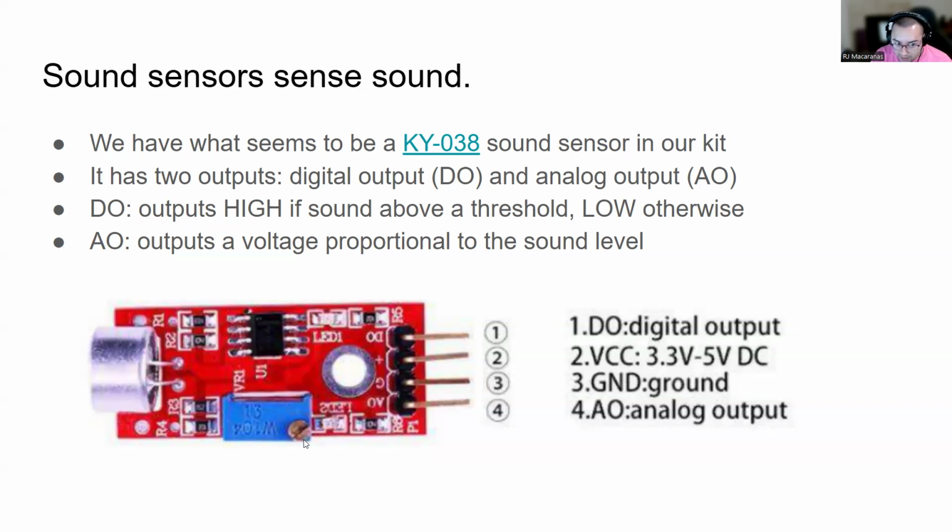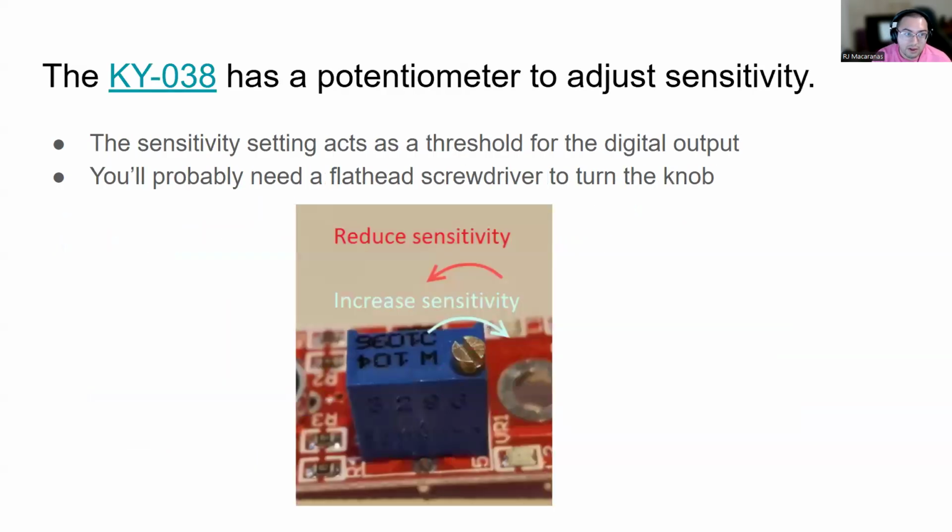But there's also an analog output, this AO, which outputs the voltage that's proportional to the sound level. And so we've taken a look during lab at the analog output, just like looking at it on the oscilloscope.